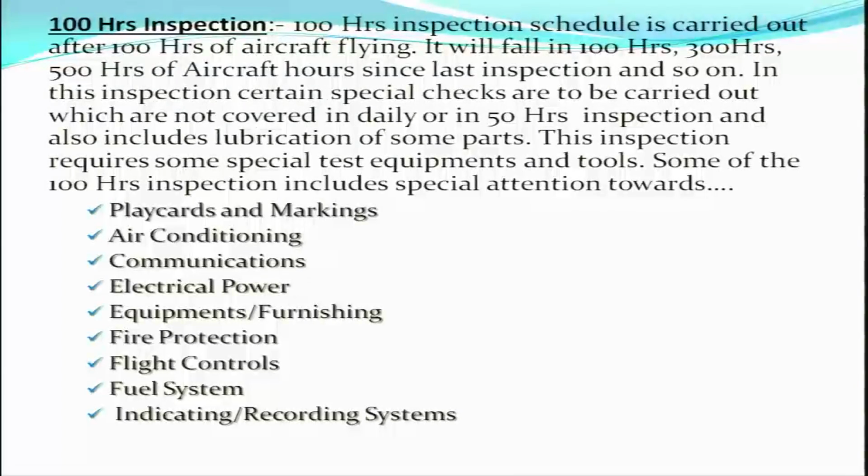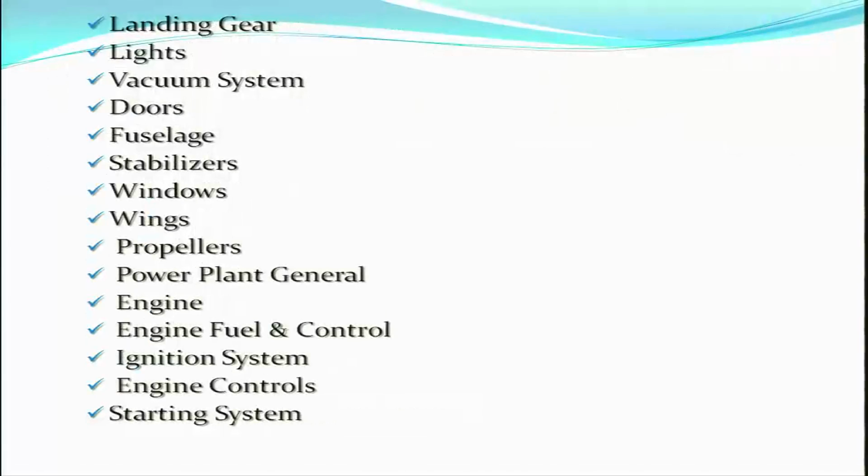Then the air conditioning part has to be inspected, the communications part, electrical power, equipment, furnishings, fire protection, flight controls, fuel system, indicating recording systems, landing gears, lights, vacuum system, doors, fuselage, stabilizers, windows, wings, propellers, power plant, engine fuel and control, ignition system, engine controls, starting system. All these parts, you can see the complete aircraft is inspected during the 100 hours.